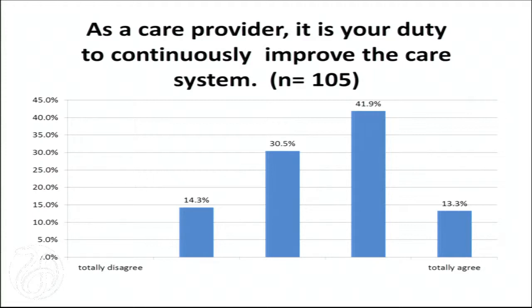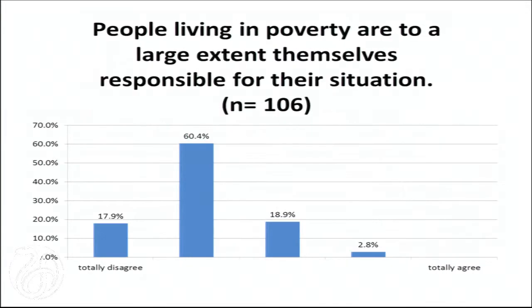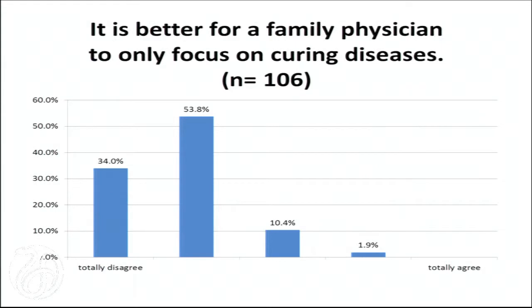For instance, as a care provider, it's your duty to continuously improve the care system. Well, the students agree with that. So they understood the message of the Lancet Commission. And they also agreed very much that in order to eradicate social inequities in health, we should tackle the upstream causes that are at the level of education, income, and work. They did not agree with the statement that says people living in poverty are to a large extent themselves responsible for their situation. So they did not want to fall into the trap of blaming the victim.